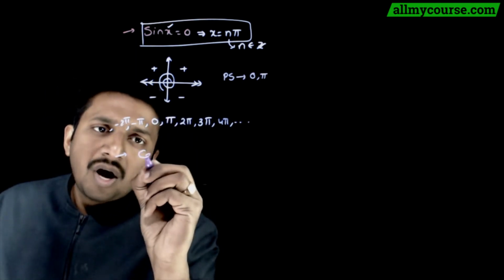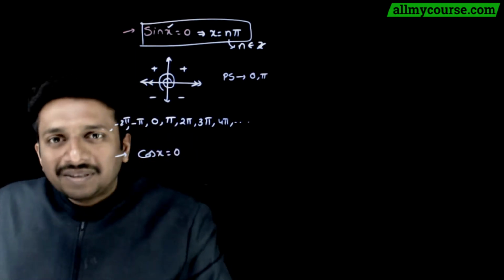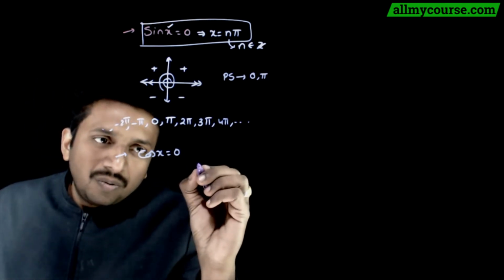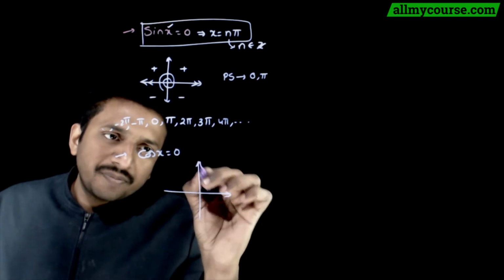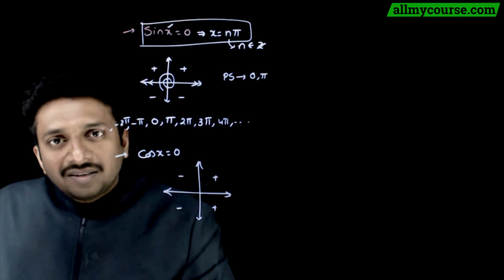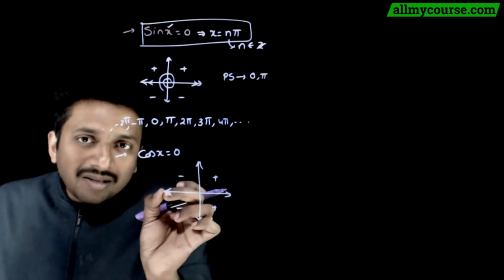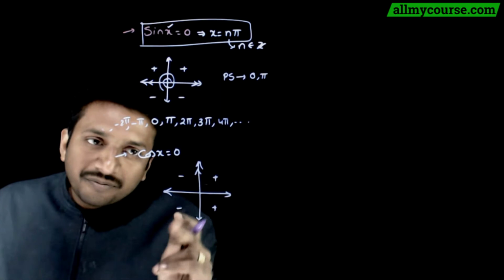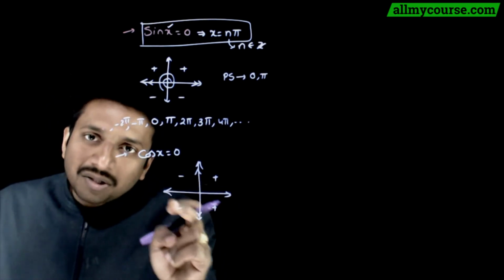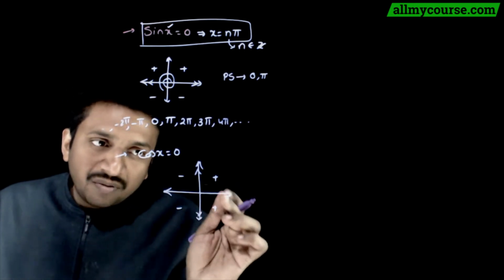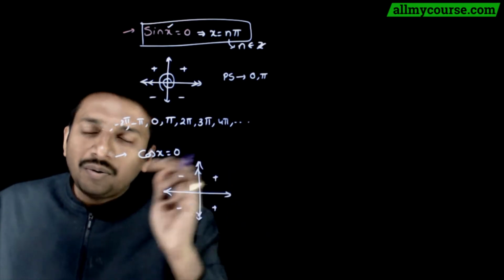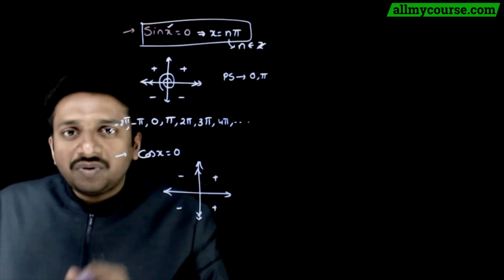Next, you have cos x is equal to 0. So what are the solutions of cos x is equal to 0? If you draw the quadrant diagram for cos, it is positive in the first and fourth quadrants, negative in the second and third quadrants. So cos x will be 0 at this position of the ray and this position of the ray. Cos 90 is 0 and cos 270 is 0. It starts with 1, it goes to 0, it goes to minus 1, it comes back to 0, it again goes to plus 1. So these are the two positions which we want.